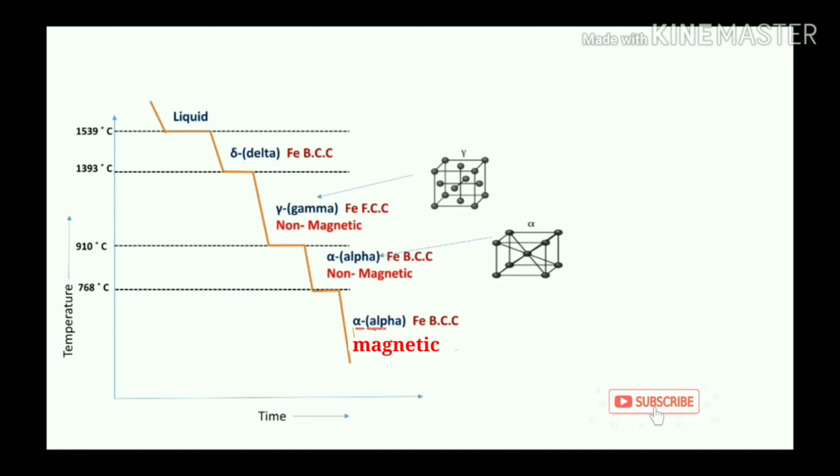Initially liquid converts into delta BCC, then it converts into gamma austenite, which has an FCC structure, and after that it becomes alpha ferrite, the body centered cubic structure. So at room temperature, in the case of only iron, acting as a pure metal, it will have alpha ferrite, which has a BCC structure with non-magnetic properties.